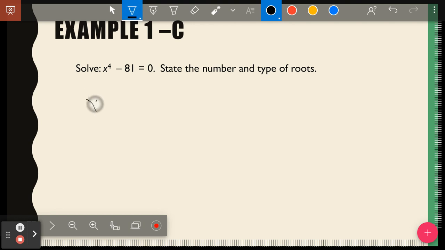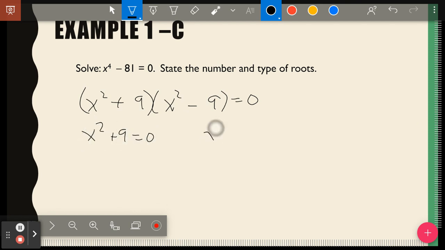So this becomes x squared and x squared, 9 and 9, because x squared times x squared makes x to the fourth, and 9 times 9 makes 81, and one's plus, one's minus. And now I'm just going to set them individually equal to 0.